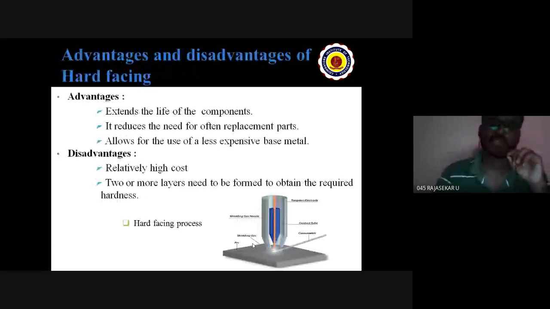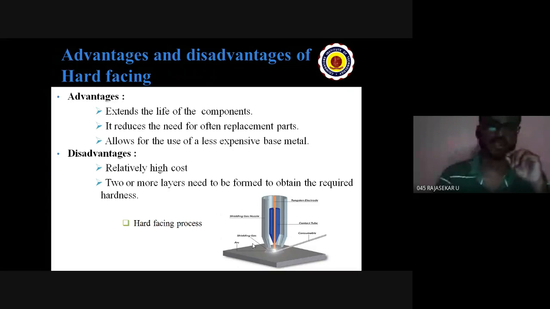Then the advantages and disadvantages of hot facing. The advantage is that it extends the life of the components in service. We can hot face a newly produced component as well as a worn out one. It reduces the need for frequent replacement of parts. It also allows for the use of less expensive base material, because there is no need of incurring more cost on base material as we are hot facing with some other hard material.